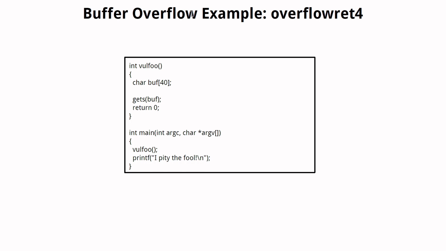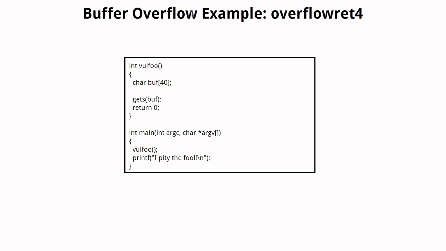Okay. So we have the main function. Main function calls vulfoo. After vulfoo, main function calls printf. The vulfoo has a local variable buff. At C code level, we say it's 40 bytes, but this is only at C code level. The compiler may give several more bytes there. Then after that, there is a getting input from stdin to buffer. Then this function returns.